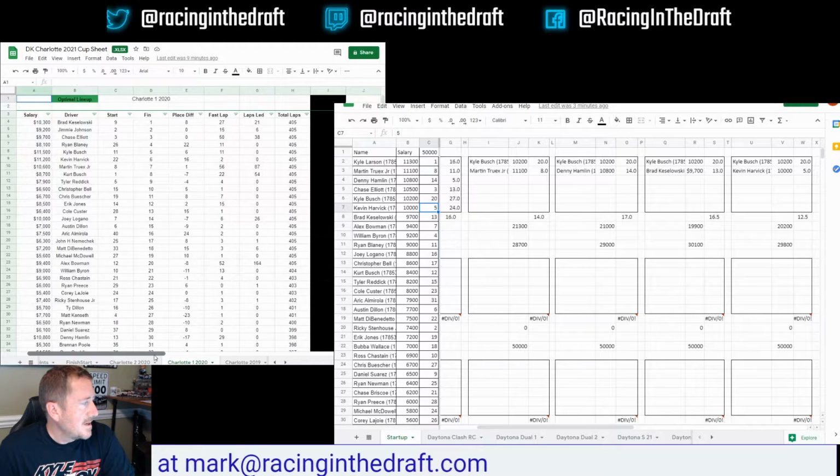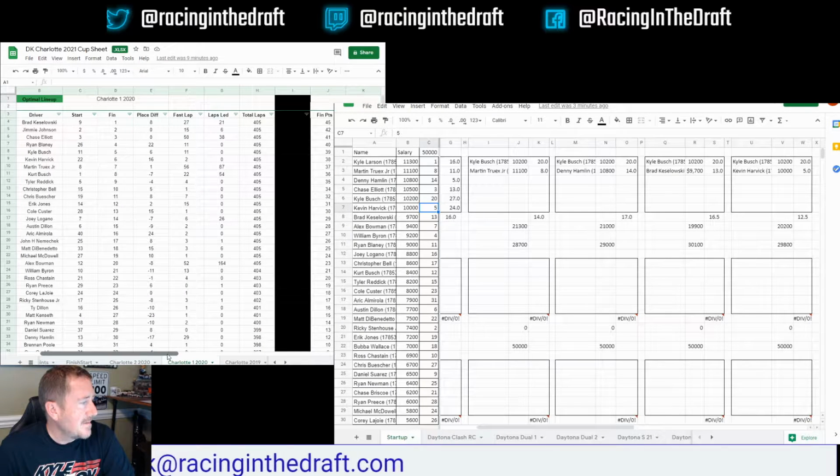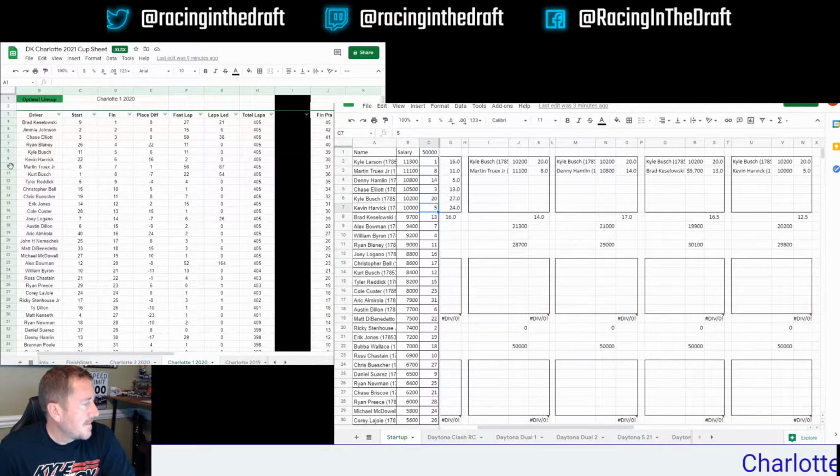Yeah, so I mean, here's Brad Keselowski at the top. He led 27 laps, hit 27 fast laps, 21 lead laps, started 9th, finished 1st. So that may not be the best. Let's look at Martin Truex Jr.